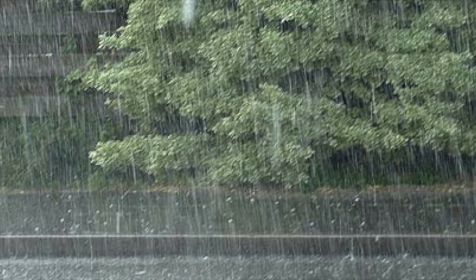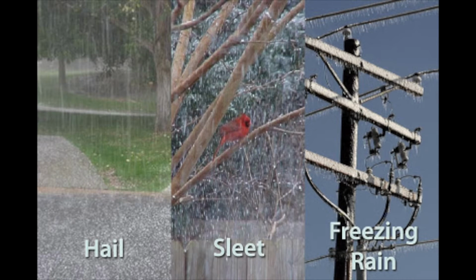And there you have it. Simply put, sleet can be seen as freezing raindrops, whereas hail is water droplets that freeze on ice crystals and continually grow larger and larger.